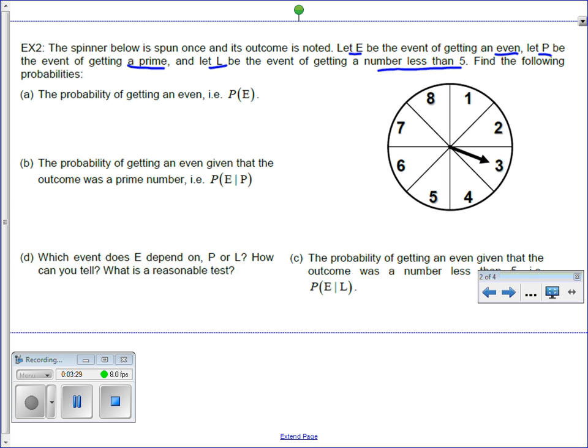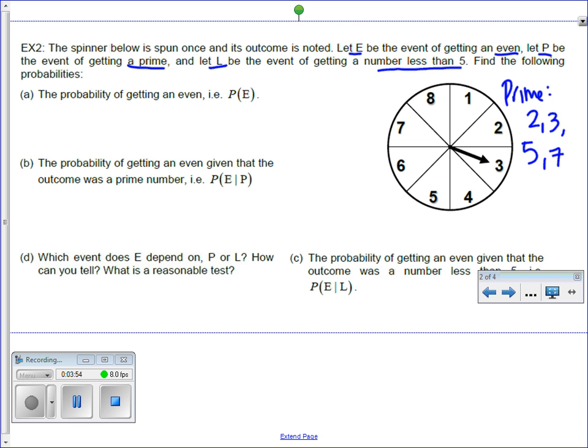Let's just review. Even numbers, I think we all know. Numbers less than 5, we all know. But prime numbers, maybe we forget. So let's take a look at the spinner. One thing people generally forget is that 1 is not a prime number. So the only prime numbers on here would be 2, 3, 5, and 7. Just so we know, we'll keep that to the side.